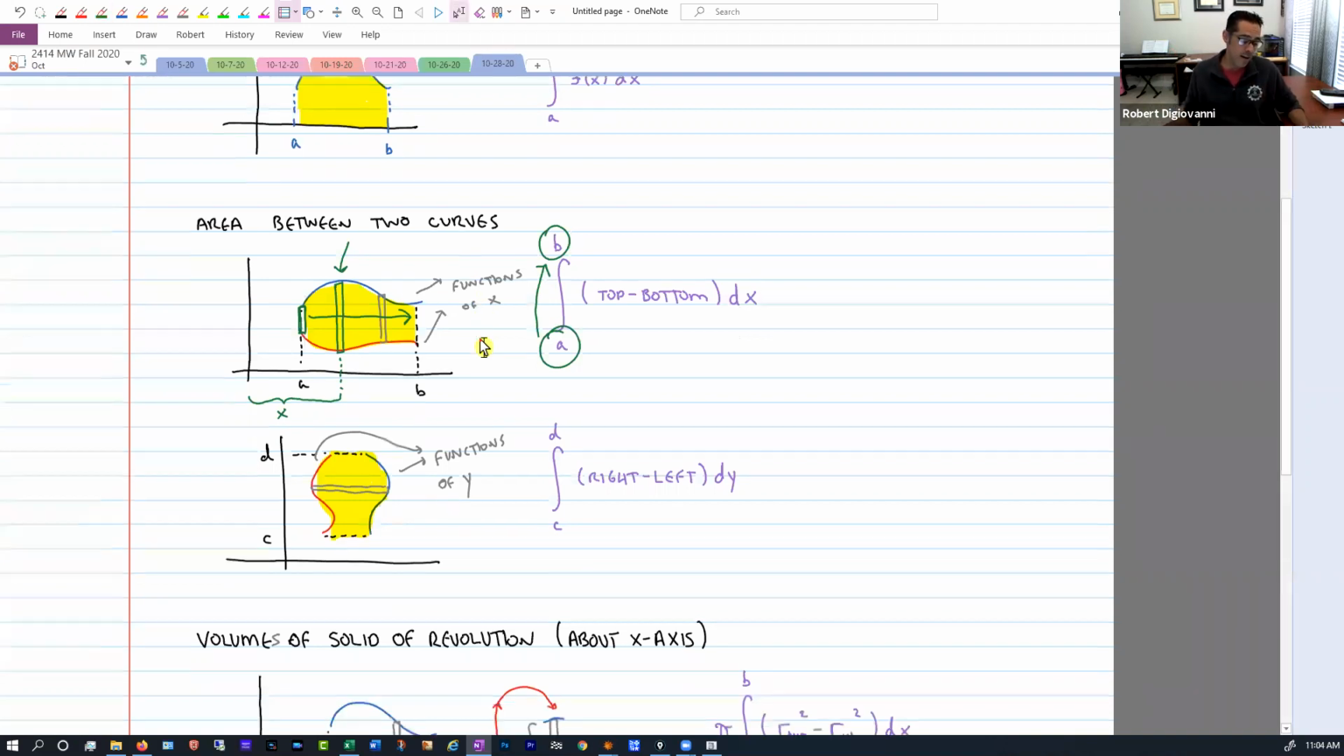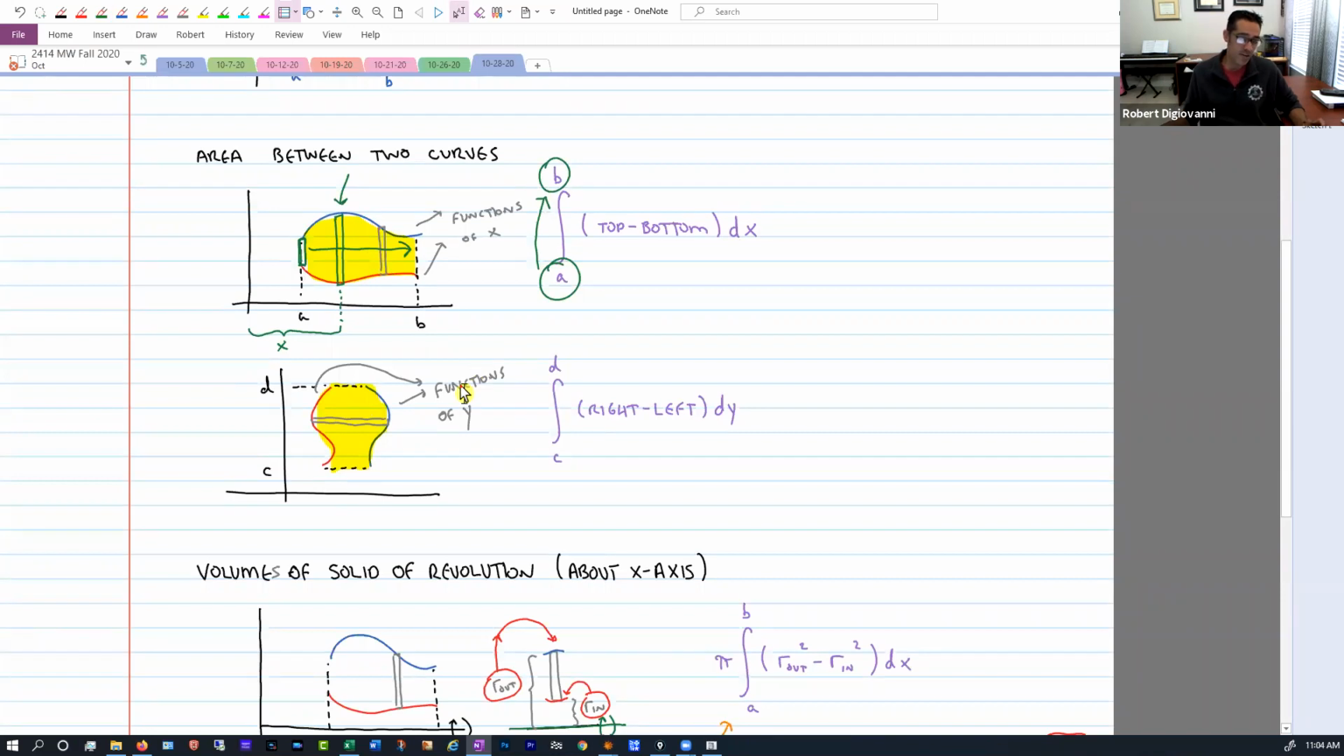Then we said, all right, wait a minute. What if you don't have functions of x? What if you have functions of y? Well, then we turn our rectangles horizontally and we move them up and down, right? That way we always have a right curve and a left curve. And so again, we figured out a formula for the area of one of those rectangles. It would be the right curve minus the left curve times dy this time, because we're moving up and down. It's the y value that's changing, right? Any questions on that?